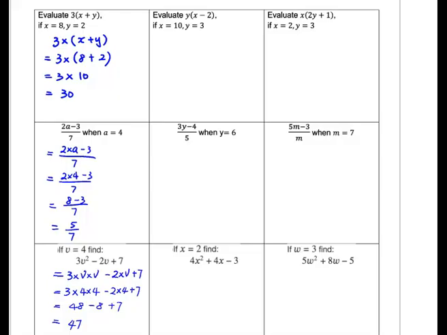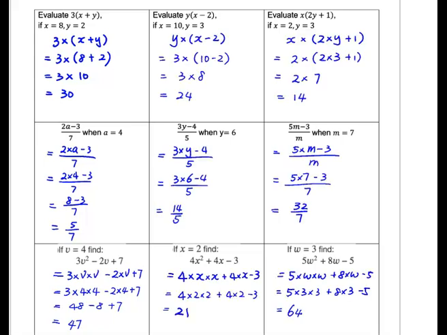Now I would like you to pause the video and do the remaining questions and come back to check the answers. Now please check your answers and working out with these on the screen. And I hope you actually understand now how to substitute values into algebraic expressions and evaluate.